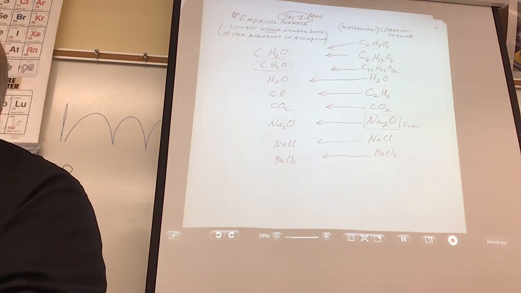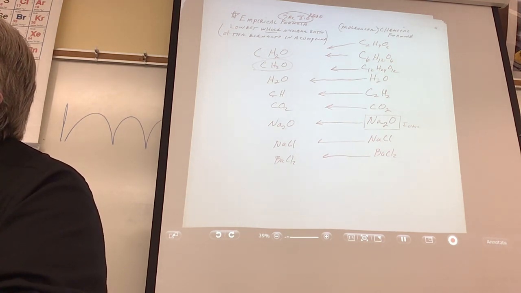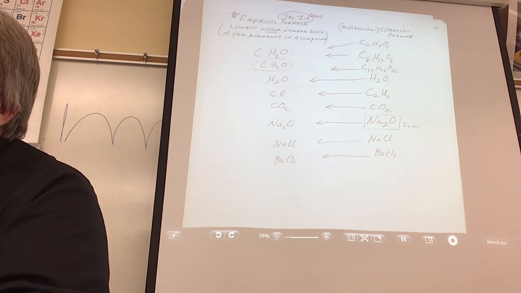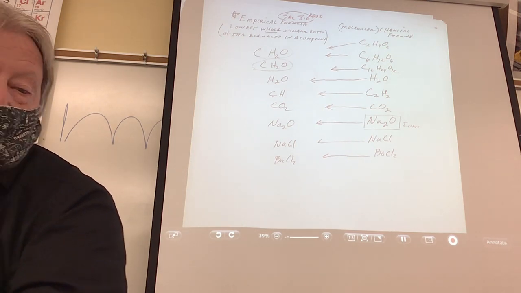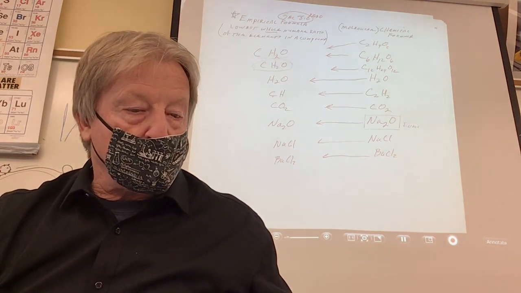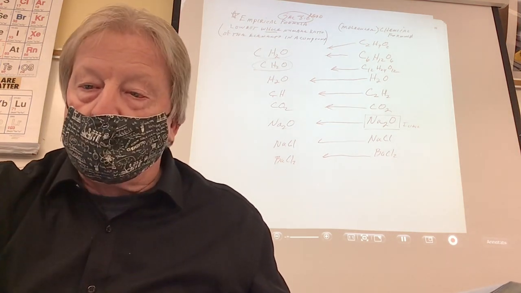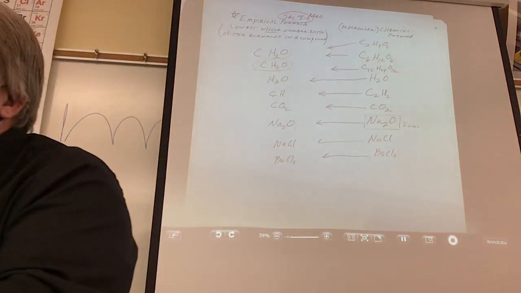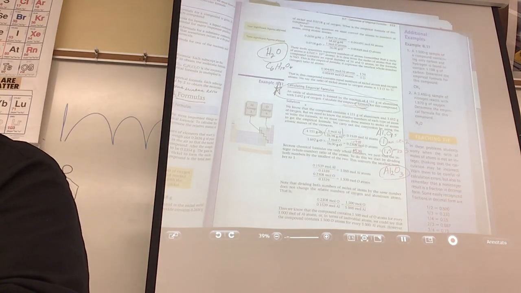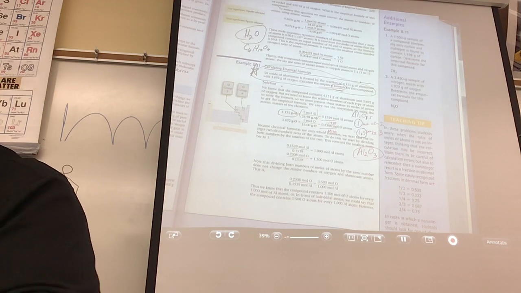All right, so now what I'm going to do is I want to show you how this works. How do we find out the empirical formula for something like this? I'm going to go to the book, and they have a problem to do. And here we go. If you have your book with you, go to page 223. If not, I'm going to be using my book right there.